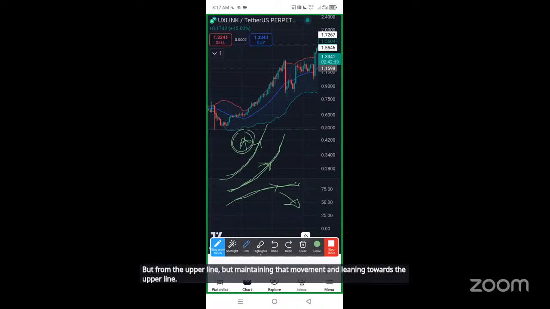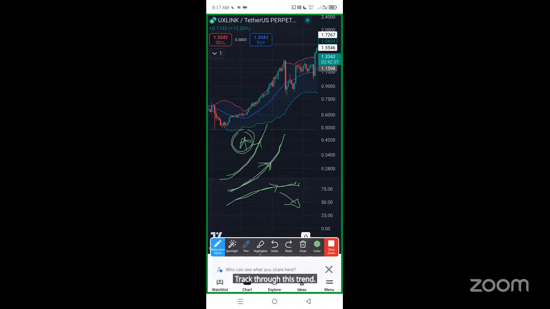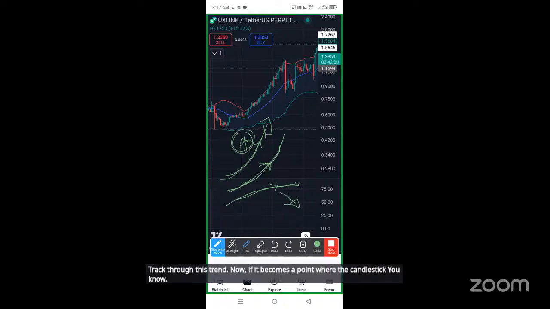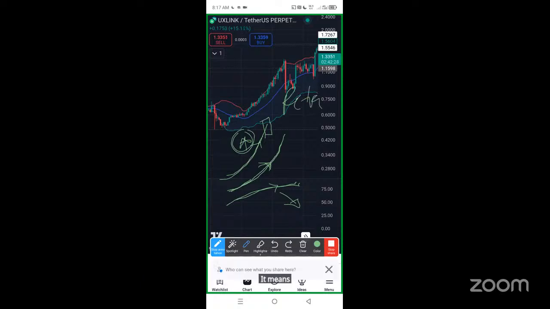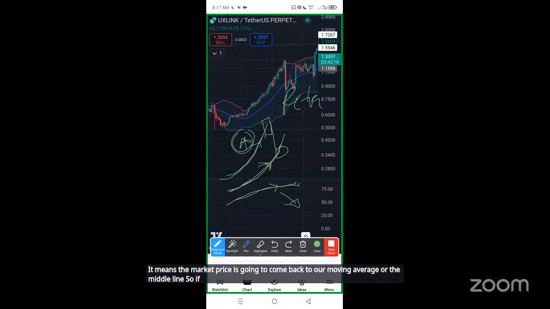Now, to track through this trend, when the candlestick touches and crosses above the upper line, you should be prepared for a retracement. A retracement means the market price is going to come back to our moving average, or the middle line. So if it is supposed to continue maintaining that uptrend, it will have to first dip or touch the middle line before it can again gather momentum to continue and maintain the other kind of movement.